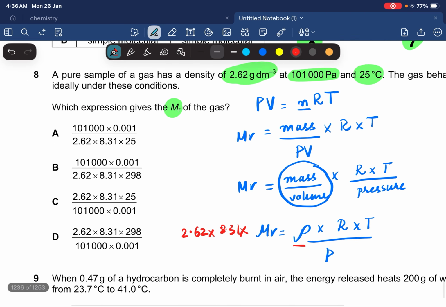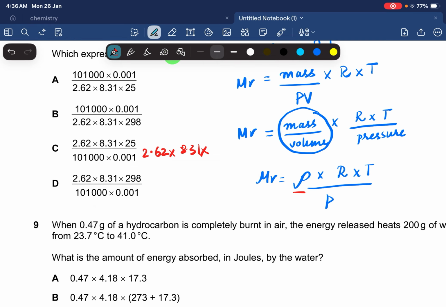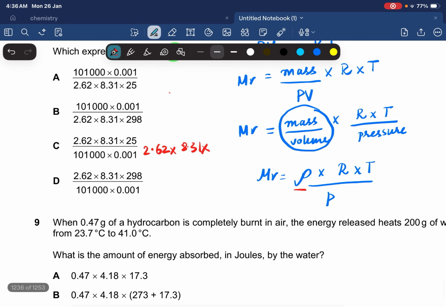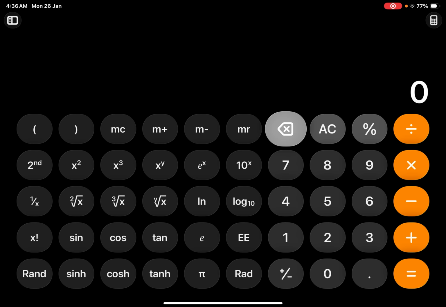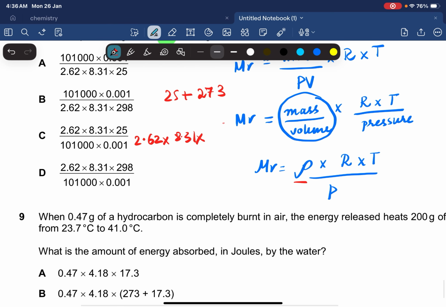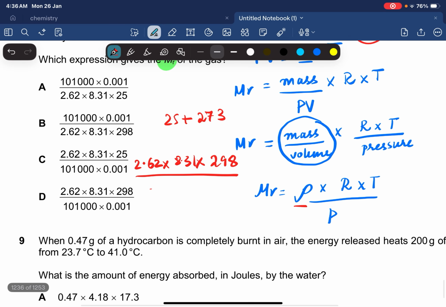You have to remember one thing: you have to take the temperature in Kelvin. You cannot take it in degrees Celsius. So temperature has to be in Kelvin. And how do you take 25 degrees Celsius to Kelvin? You add 25 plus 273, that gives me 298, times 298 divided by the pressure. Pressure is 101,000.